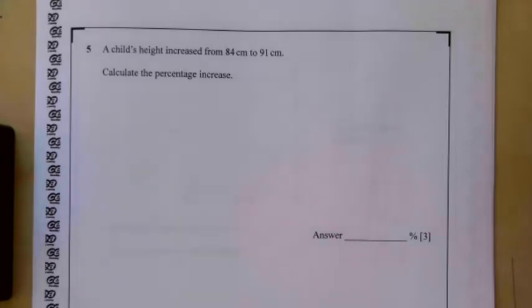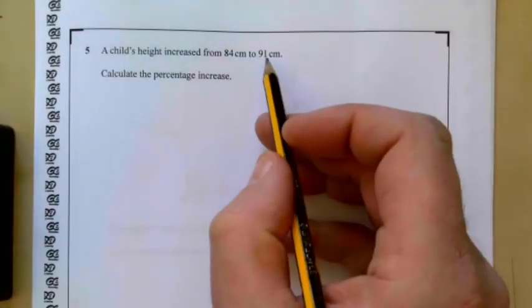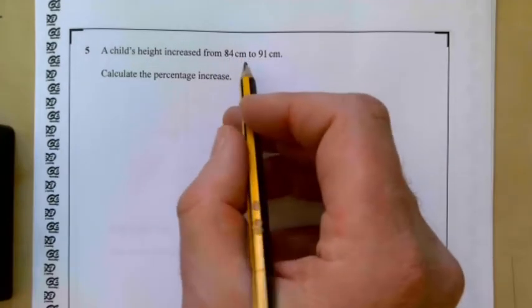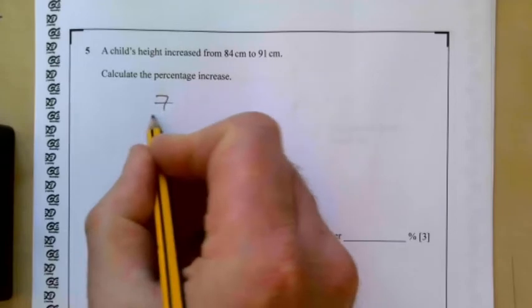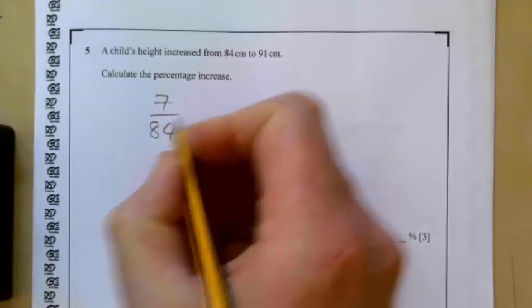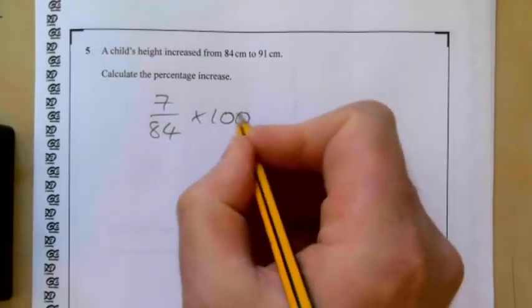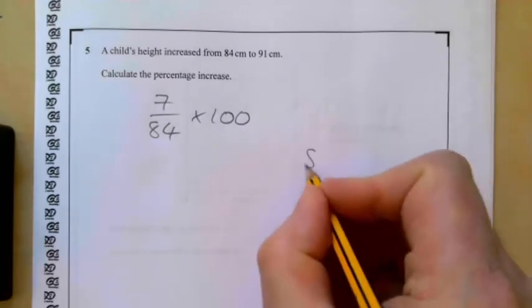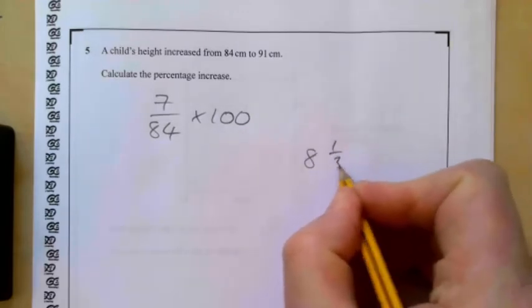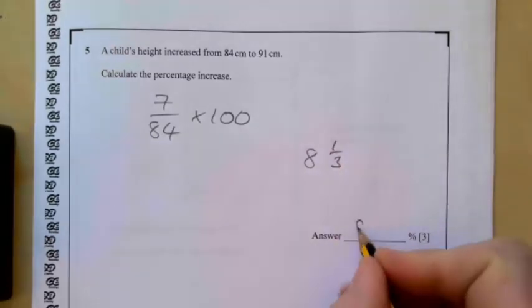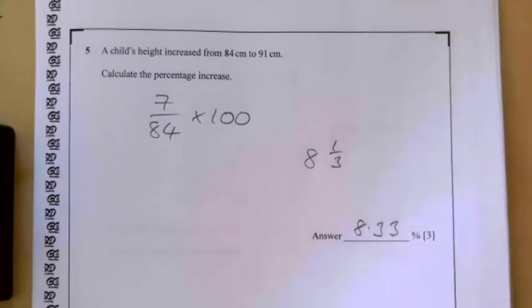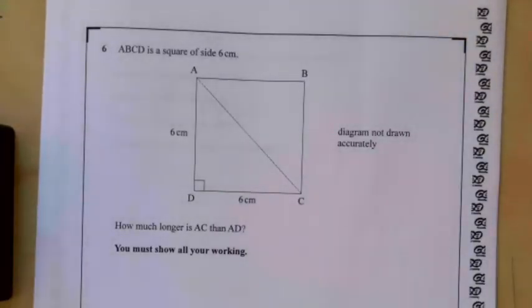Question 5 then, a child's height increased from 84 to 91. Calculate the percentage increase. So this has increased then by 7. So it's going to be 7 over 84 and then times by 100% to get our percentage, and so that's going to be then 8 1/3 or 8.33. Either of those would be fine to put in as your answer.